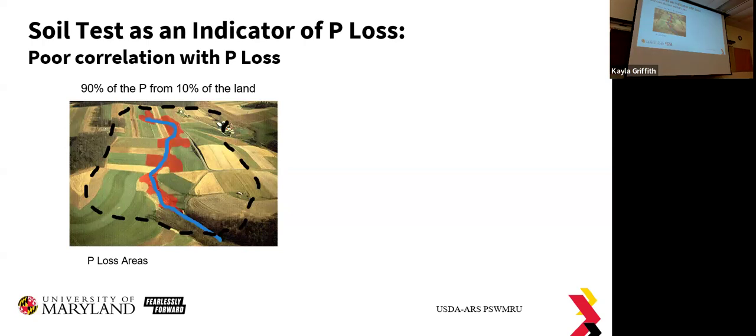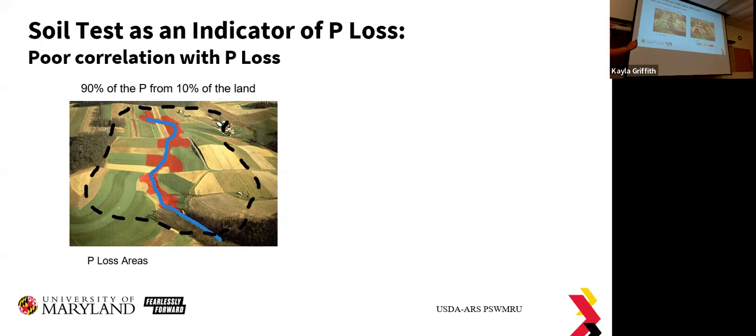The researchers up at Penn State saw that 90% of the phosphorus getting into this water body was only coming from 10% of the land, this red outlined area there, all right? After super intense research, that's what they determined, okay? So that is where we know the phosphorus is coming from.